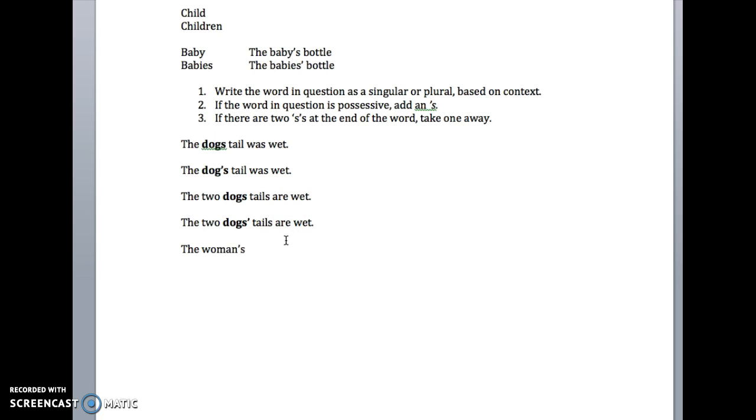Let's try it with this one. The woman's dress is red. Okay, the word in question is woman's. Let's rewrite it and make sure we write woman as either a singular or plural. So it'll either be this or it'll be that. Okay, how many women are there? Well, there's just one. So we're going to write it like that. Okay, step 2. If the word in question is possessive, add an S. Yes, she is possessing, or she has a dress. Okay. And if there are two S's, take one away. Okay, we don't need to. There aren't two S's. What about this?